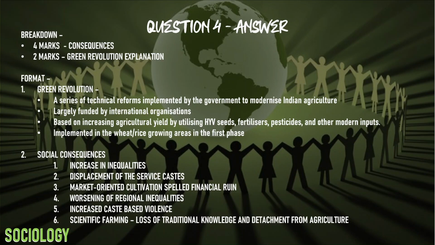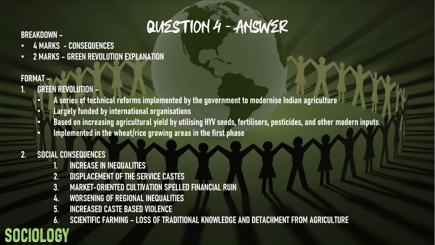Third point, market-oriented cultivation spelled financial ruin. Many of the farmers switch from monocropping to single cropping, which means that they're dependent on the market. And also due to commercialization of agriculture, they're not cultivating sustenance crops like wheat and rice. They're moving towards commercial crops such as cotton, jute, fruits and vegetables, which can be considered as either sustenance or commercial crops. But in general, you get the idea that they're moving towards commercialization and market-oriented cultivation.